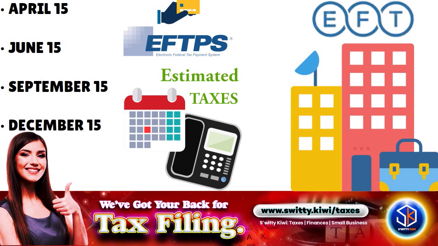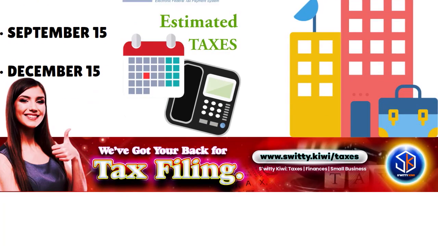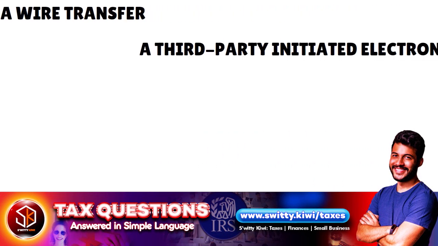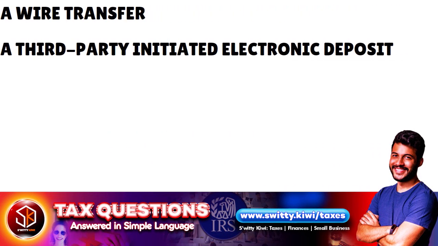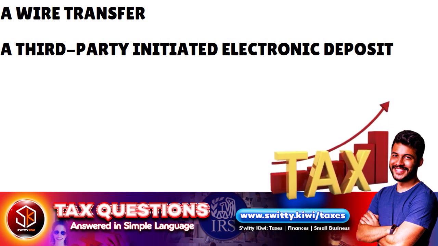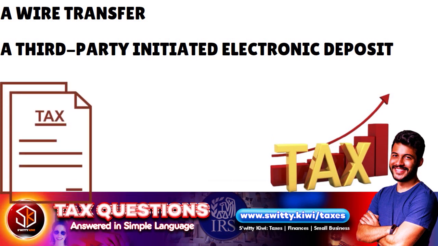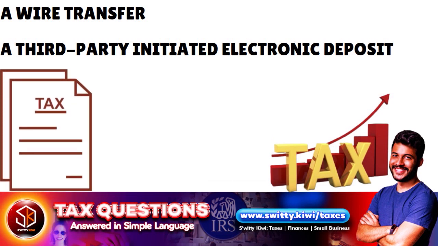But so you have that one option, and you have other options. For instance, you have a wire transfer, or you can have a third party initiated electronic deposit. In other words, a third party does a deposit on your behalf. Totally possible. Any form you can use to satisfy your tax obligations, please do it. Not a problem at all. You have to understand that you are ultimately responsible for filing your taxes and also making payments on time.